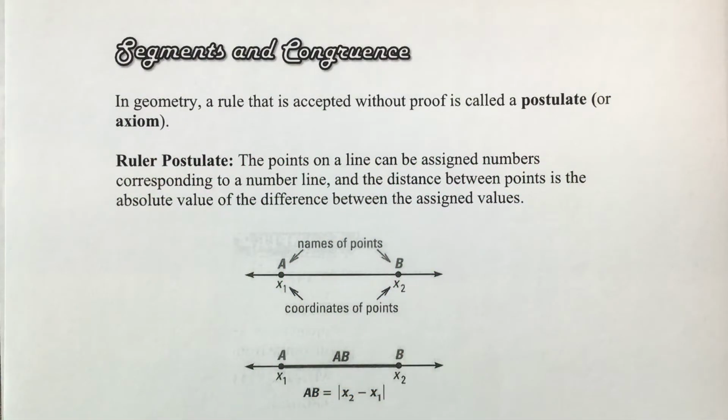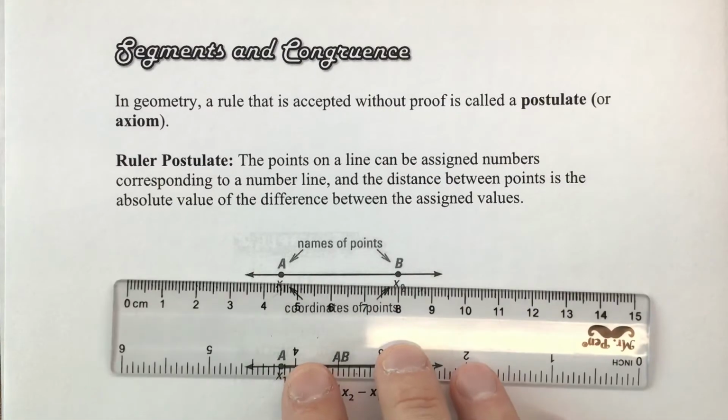Segments and congruence. In geometry, a rule that is accepted without proof is called a postulate, or sometimes an axiom. However, in my class, I will be referring to it as a postulate. Up first, we've got the ruler postulate, which says that points on a line can be assigned numbers corresponding to a number line, in that the distance between the points is the absolute value of the difference between the assigned values. That's a pretty heavy description of something that is basically talking about this instrument here, a ruler.